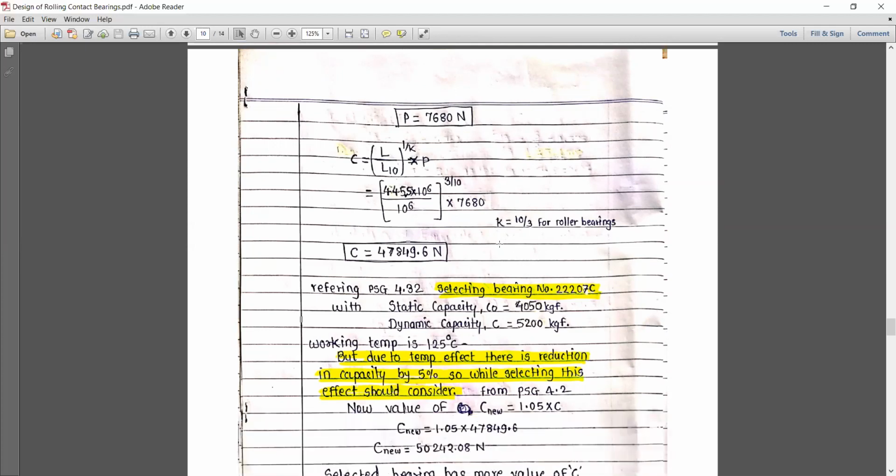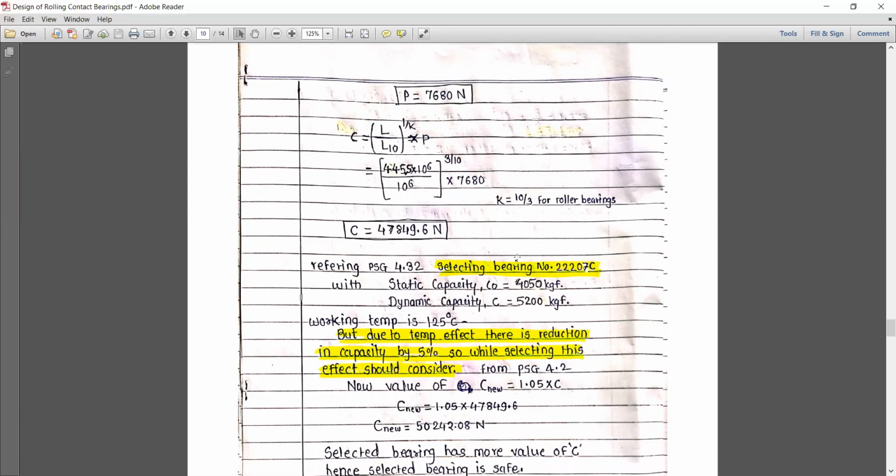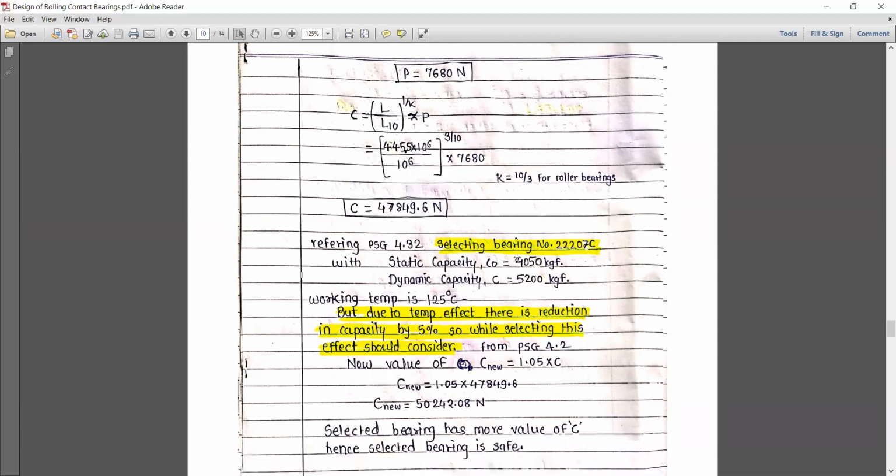Now put all the values into the equation. What we get? We get C is equal to 47,849.6 Newton, that is 4784.96 kgf.